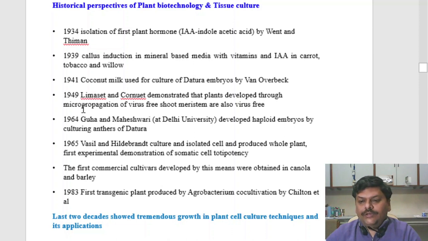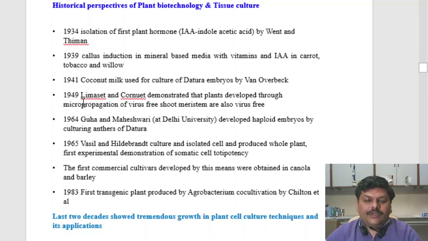In 1949, Limasse and Cornow demonstrated that plants developed through micropropagation are virus-free if the source of plant cell culture is taken from a virus-free shoot tip or virus-free root tip.